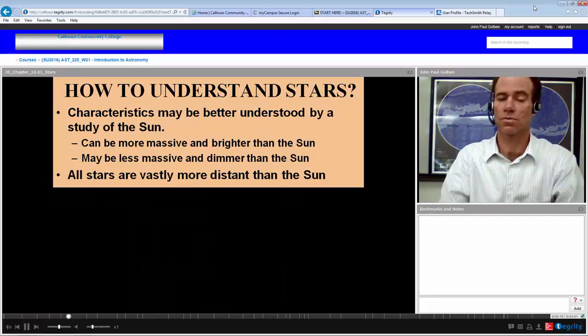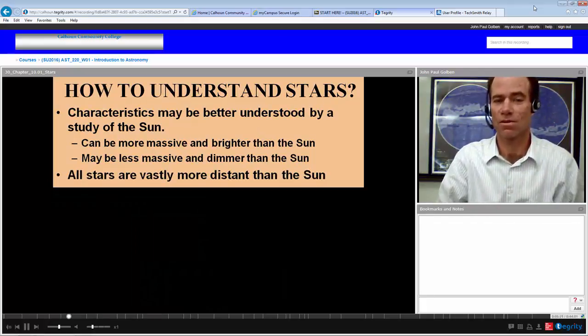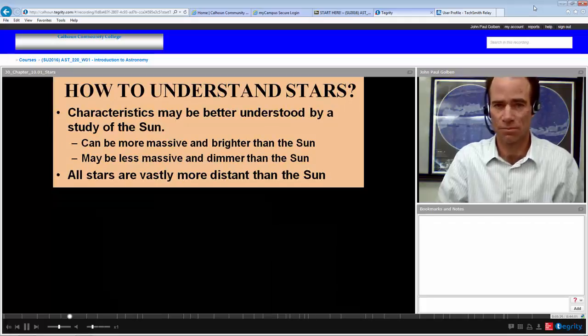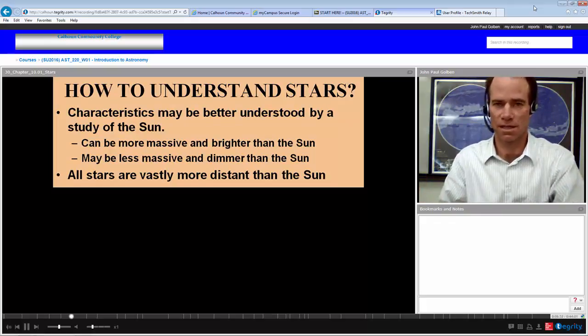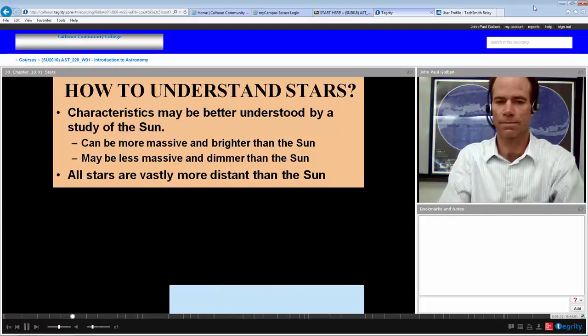And here's the main thing: all stars are vastly more distant than our sun. Vastly more distant. So it's good to understand our sun and study it well as an example of a star, because it's harder to study the other stars. They're so far away.